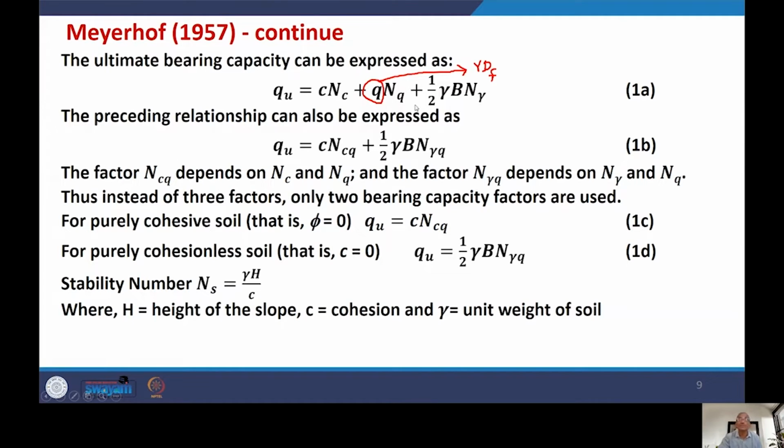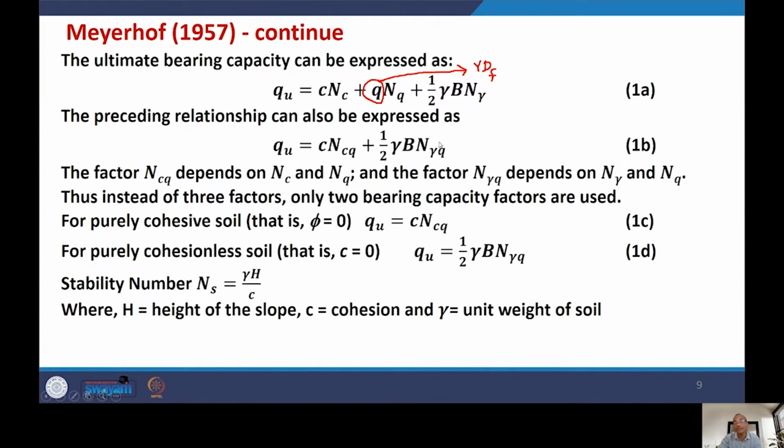So in the above equations, what has been done by Meyerhof is that he has given only two coefficients, NcQ and N gamma Q, and that means the bearing capacity factor NQ has been eliminated. So the factor NcQ depends on Nc and NQ, while N gamma Q depends on N gamma and NQ. Thus, instead of three factors, only two bearing capacity factors are used.